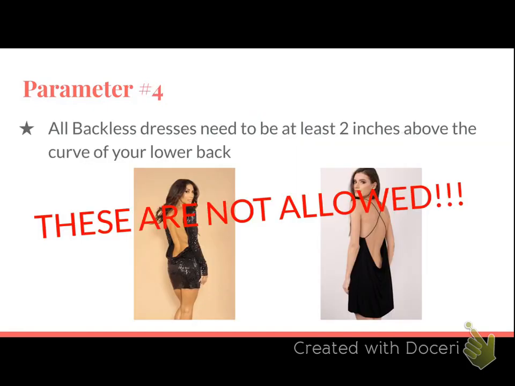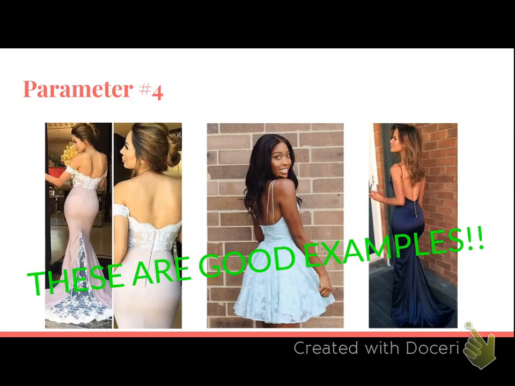For parameter number 4, all backless dresses need to be at least 2 inches above the curve of your lower back. So these are not allowed because they go down way too far. And if they were to be at this line here, they would have been accepted. And here are 3 good examples of what will be allowed for backless dresses.